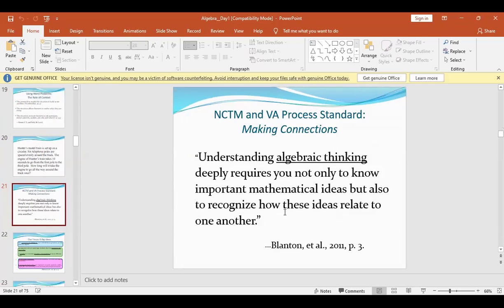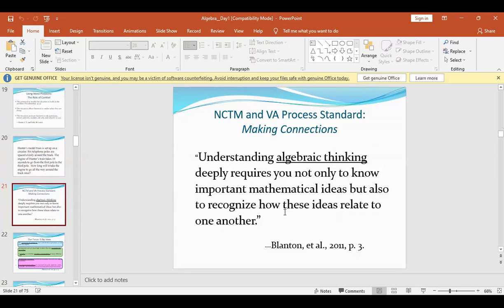So, according to NCTM, understanding algebraic thinking deeply requires you not only to know the importance of the mathematical ideas, but also recognize how these ideas are related to one another. So, meaning to say, hindi tayo dapat nakita yung problem na present kanina.